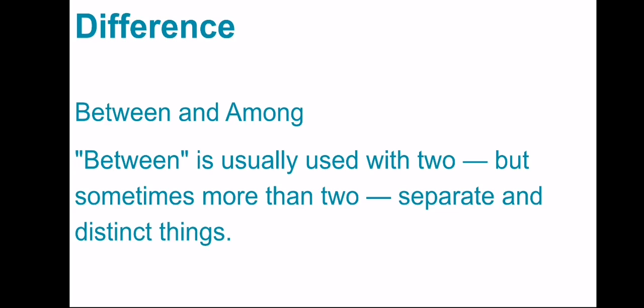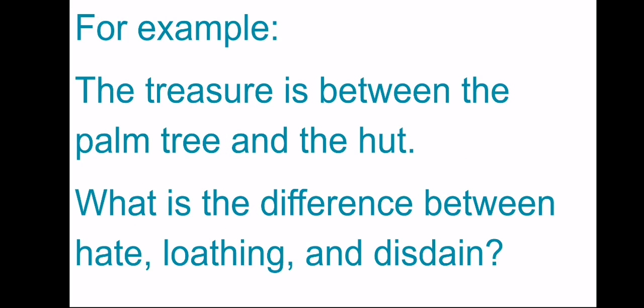Now here are some confusing prepositions in which I will show you the difference. Now in this slide we will understand what is the difference between among and between. Between is usually used with two, but sometimes it is used with more than two. Means if we are distributing some things between two, we use the preposition between, and if we are distributing something between more than two in a group, then we say among. Okay, so let's understand with an example. The treasure is between the palm tree and the hut. Means there are two things, and in between, there is a treasure. The position is shown like this.